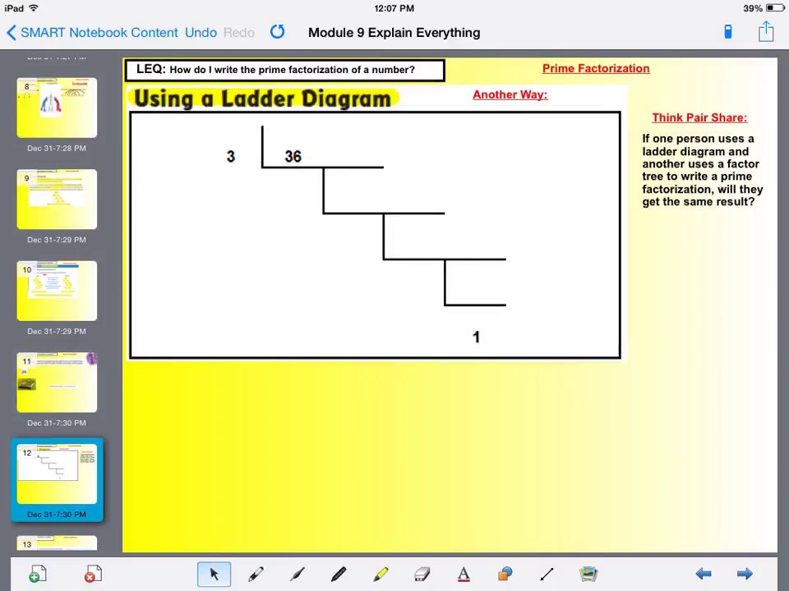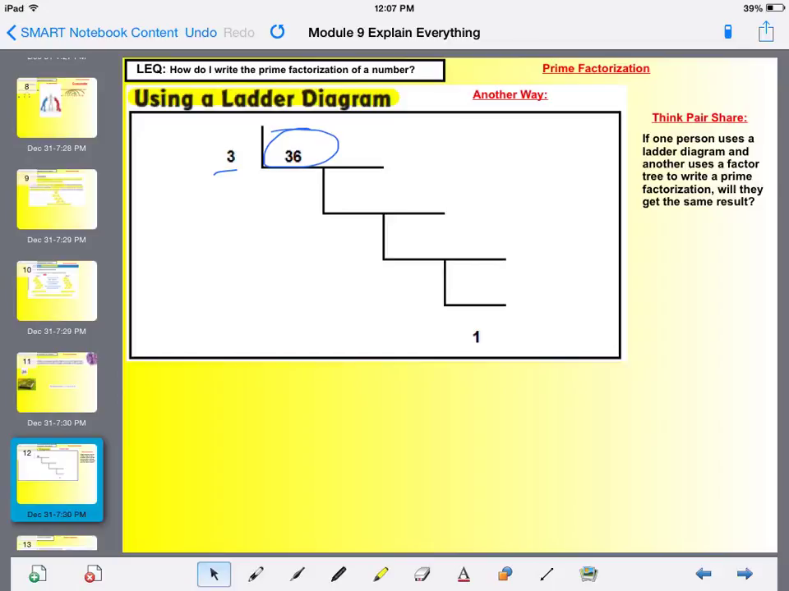Now, most of you are familiar with and enjoyed the factor tree with the prime factorization, but you can also use a ladder diagram in order to reach those prime factorizations. So the way the ladder diagram worked is they start us off with the number 36. This is the one that we're trying to find the prime factorization for. And the number 3 was given. So really what they're doing is dividing 36 by 3, and that gets us 12.